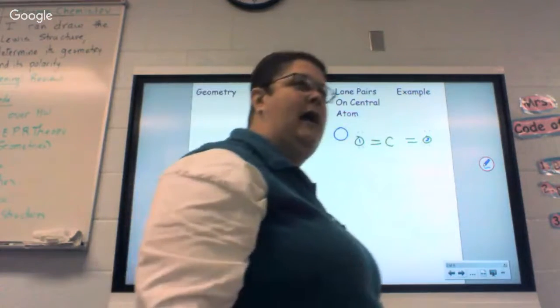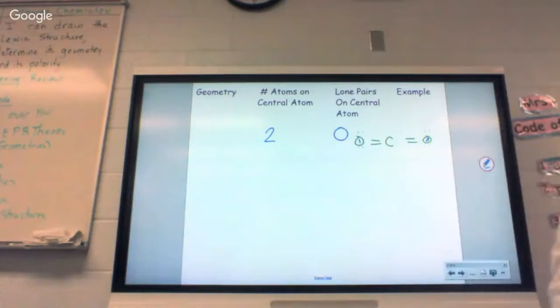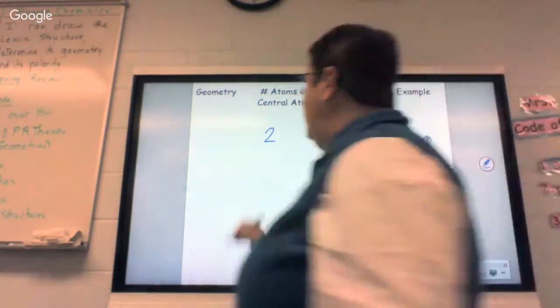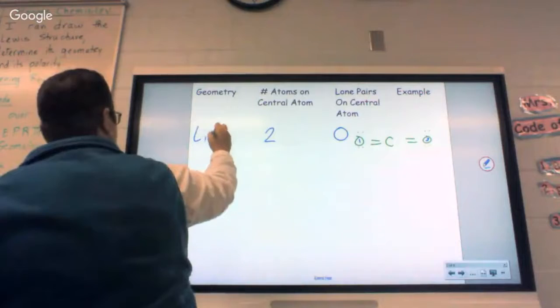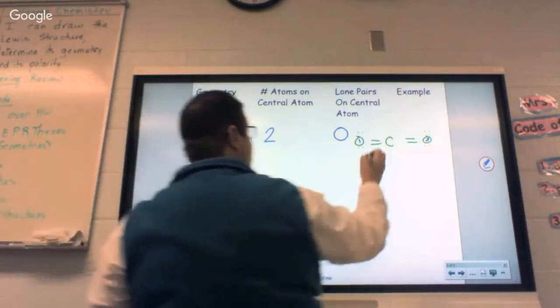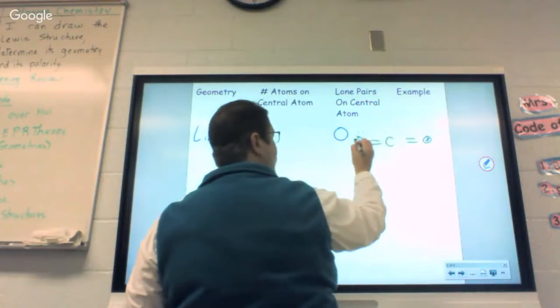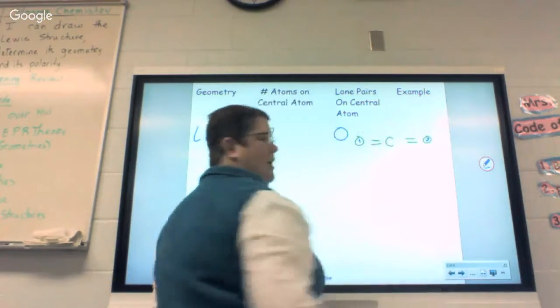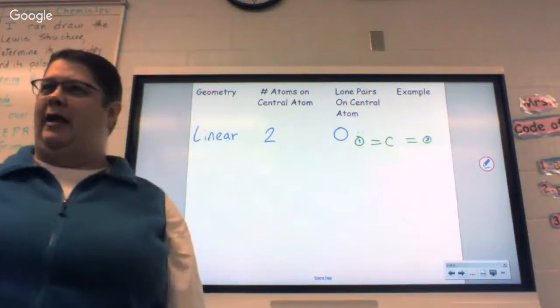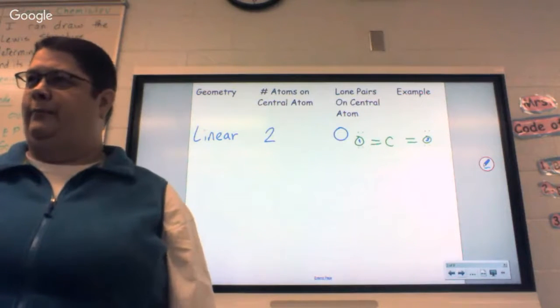So what do you have to learn? 2 and 0 means the geometry is what? Linear. Now, why is it linear? Because if we connected from this O to this O, it would be a what? It'd be a straight line. That's why it's called linear.